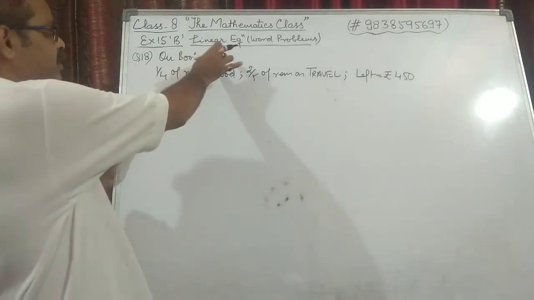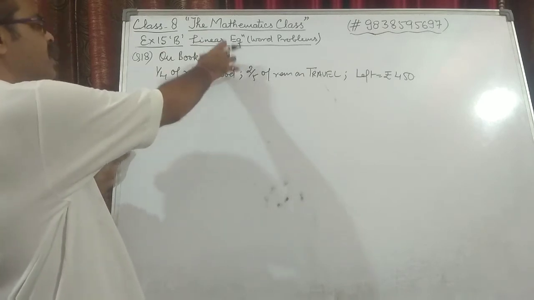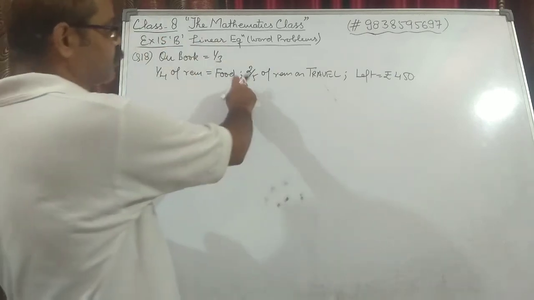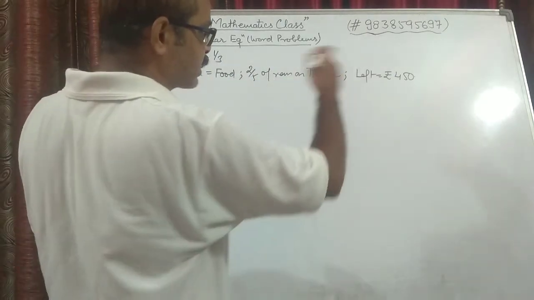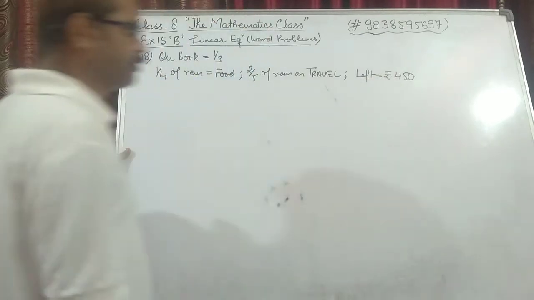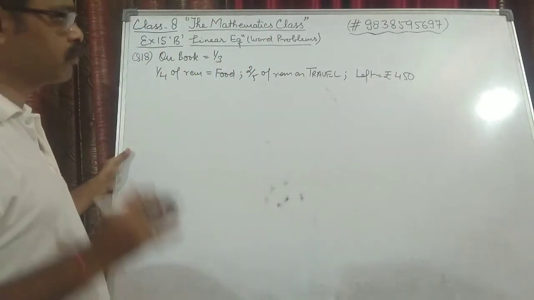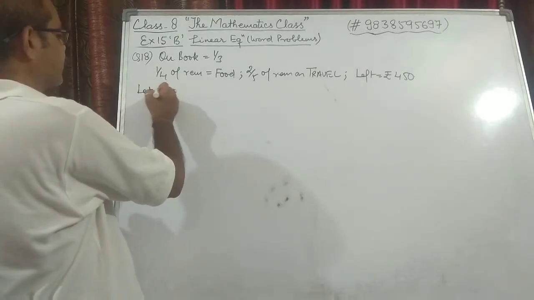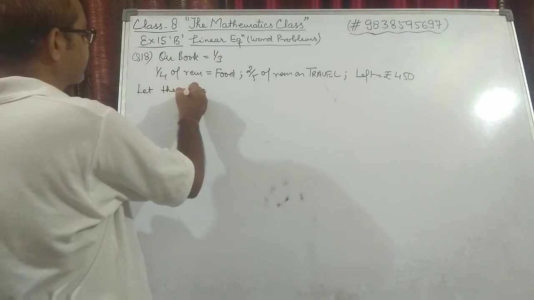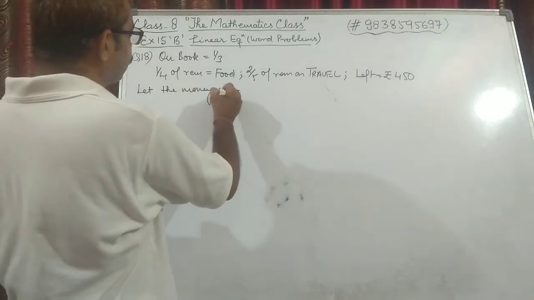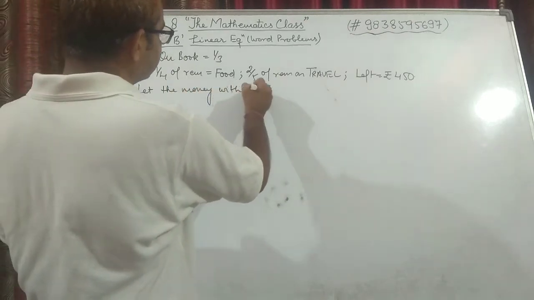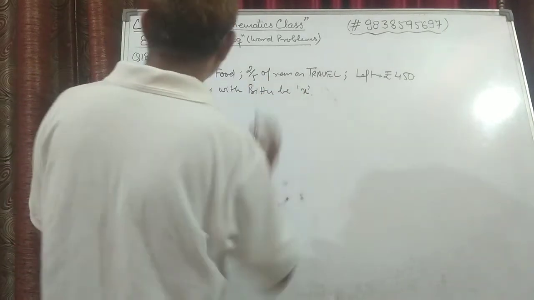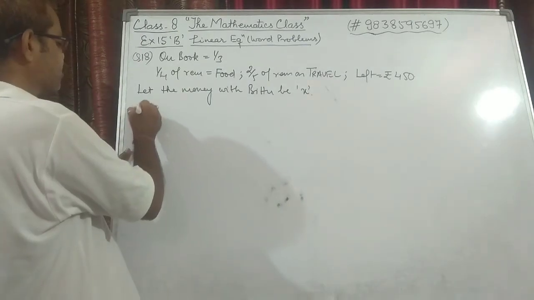There is a child who is spending 1/3 of the money which he had on the books. Then whatever is left, 1/4 of the remainder on the food. Then whatever is left, 2/5 of the remainder on travel. Then whatever is left is equal to 450. We have to find out what money initially he had. So we will assume let the money with Bittu be rupees X.